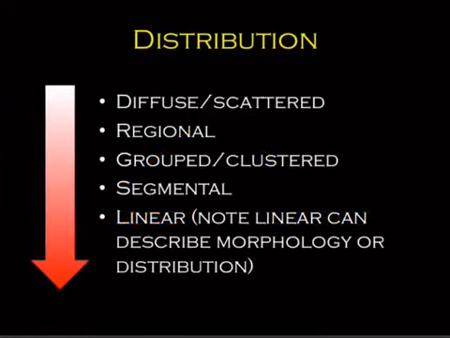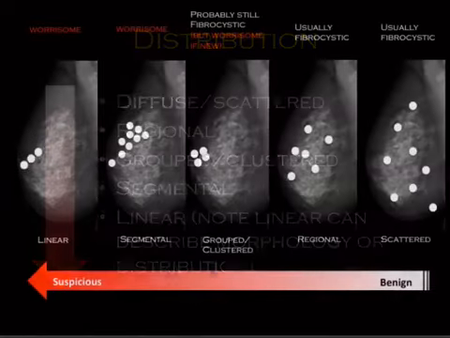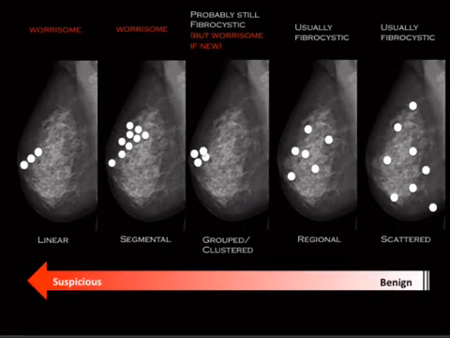So now let's talk about distribution. There's a whole bunch of different patterns that the calcifications can occur in, some of which are benign and some of which are worrisome. So this is sort of the progression going from not bad to bad. And you can imagine if they're just scattered everywhere, that's more like a fibrocystic change. Regional is also more like a fibrocystic change.